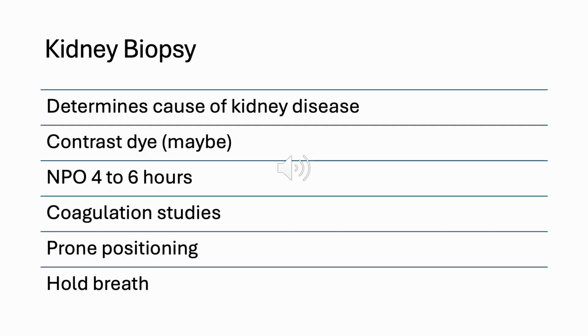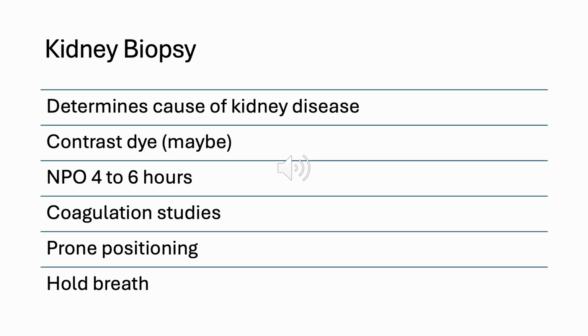All right, we're going to talk about some tests now. Now, biopsy is the most definitive way to figure out what's going on with the kidney, and it determines the cause of kidney disease. Like, say you had a patient that had an AKI or glomerulonephritis, and they don't know what's going on. They can do a kidney biopsy to determine what's going on with the kidney. Maybe they'll use contrast dye. I'm going to talk about contrast dye a little bit later, and you probably already know that that's damaging to the kidneys. Your patient needs to be NPO 4 to 6 hours before the procedure.